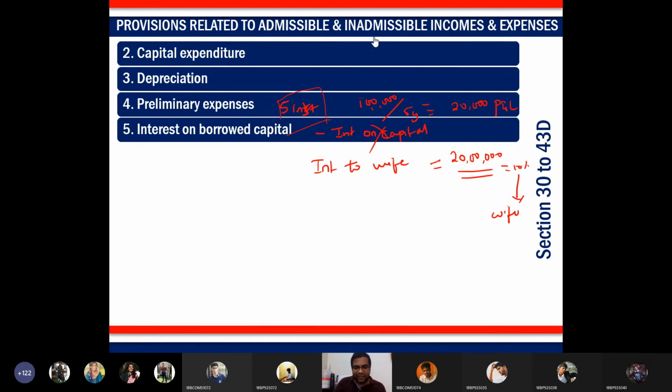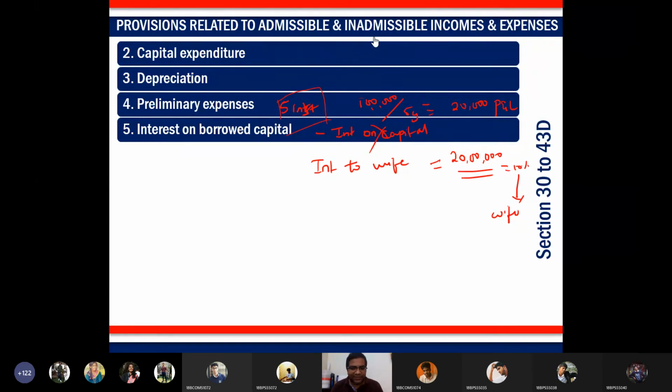And in case the husband is not able to repay, what are the consequences? The way you sign an agreement while taking a loan with an outsider, with a bank, with a financial institution, the same kind of formal arrangement you should also have with your wife. Only then I will allow. Otherwise, I will not allow.